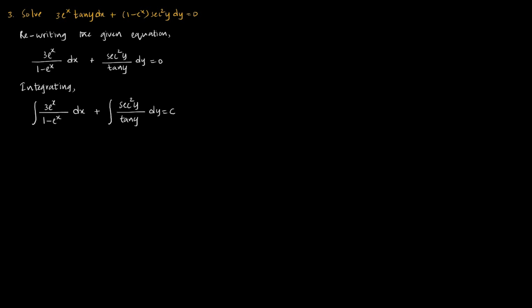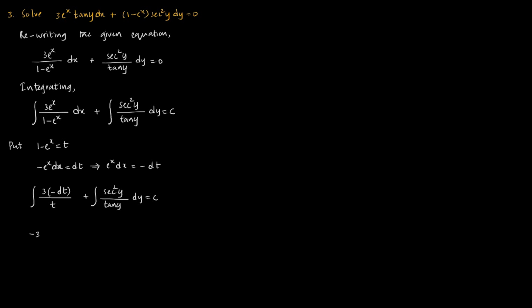Now put 1 minus e to the power x equals t. Differentiating this, we get minus e to the power x dx equals dt, implies e to the power x dx equals minus dt. Substituting the value in the above equation, we get integral 3 of minus dt by t plus integral secant square y by tan y dy equals c. Writing 3 outside of the integral, we have minus 3 integral 1 by t dt plus integral secant square y by tan y dy equals c.